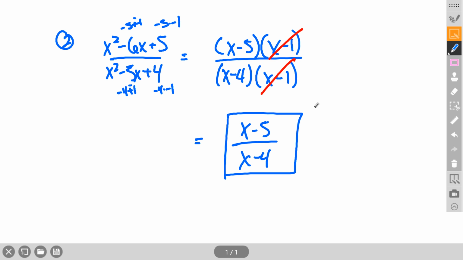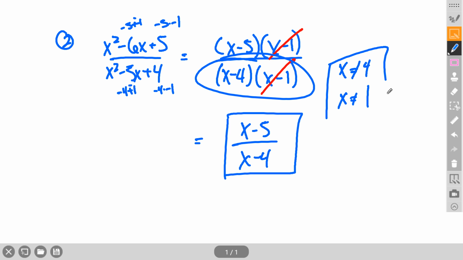Restrictions would be values that cause the denominator to be 0. So x minus 4, x cannot be 4 because that would make that factor 0. And x minus 1, x cannot be 1 because that would make that factor equal to 0. So these are restrictions. That's what it's talking about: values that cause factors to be 0 in the denominator.